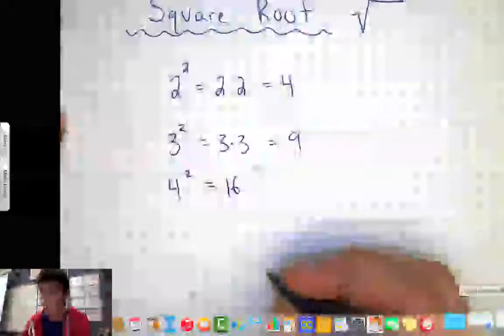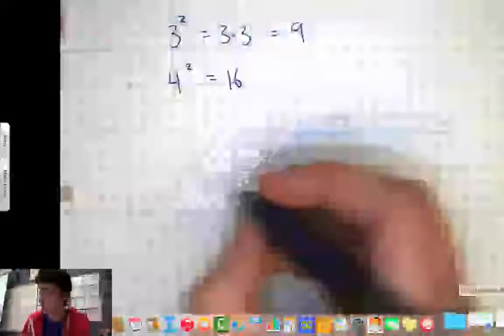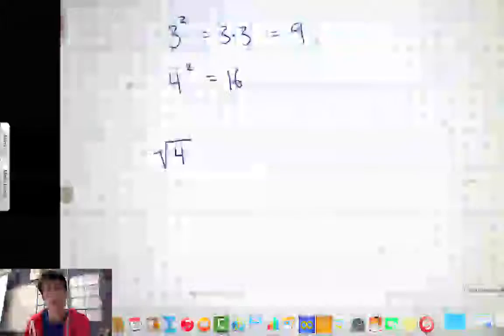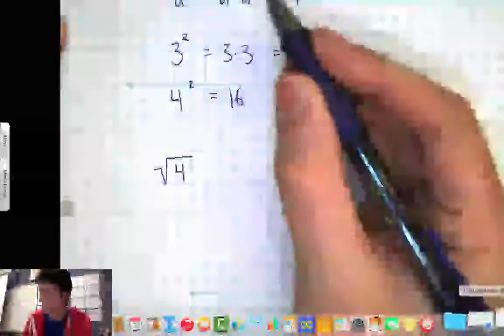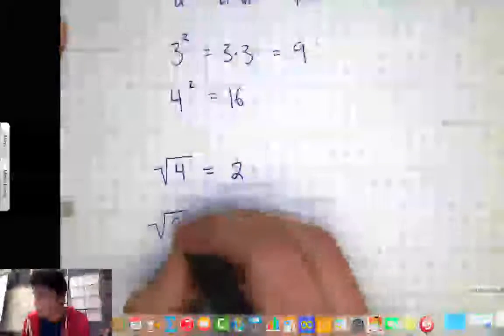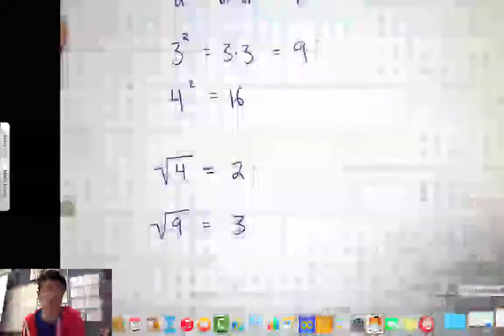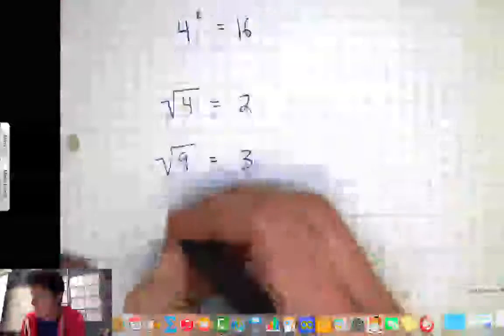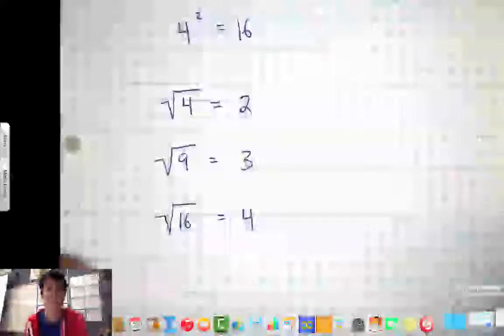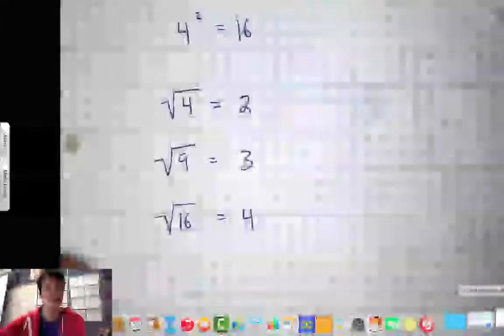So if I said I want to get the square root of 4. Well, what did it take to get a 4? Well, it was 2 times 2 is 4, or 2 squared. So the square root of 4 is equal to 2. The square root of 9 would then be equal to 3, because 3 times 3 is 9. The square root of 16 would then be equal to 4, because 4 times 4 is 16. So that's how square root works.